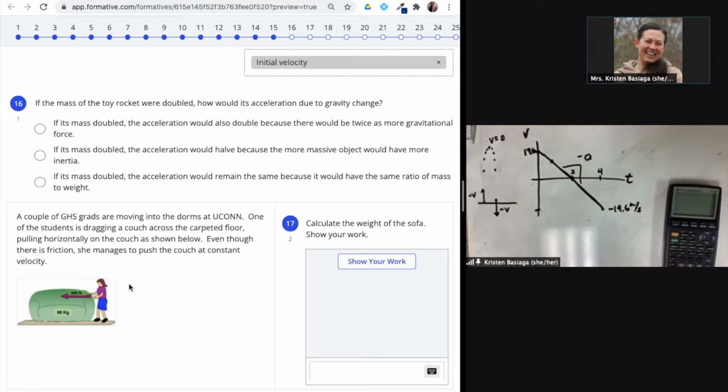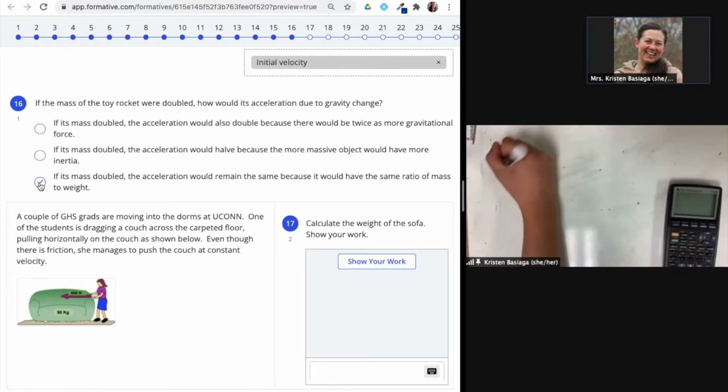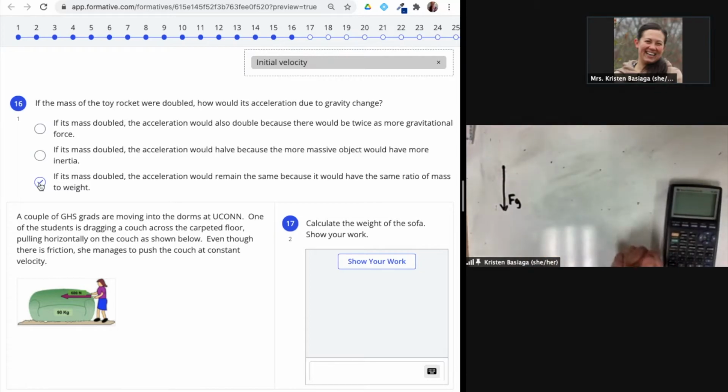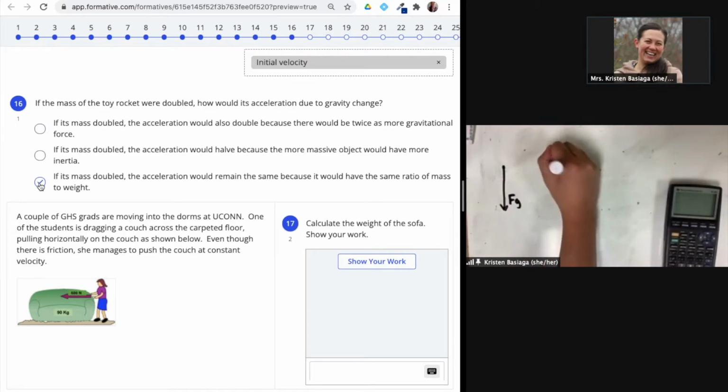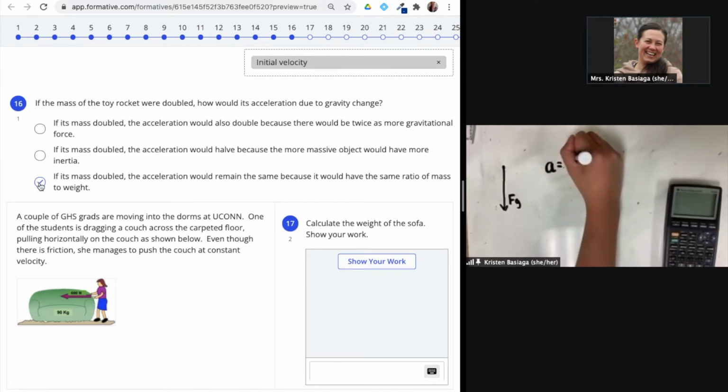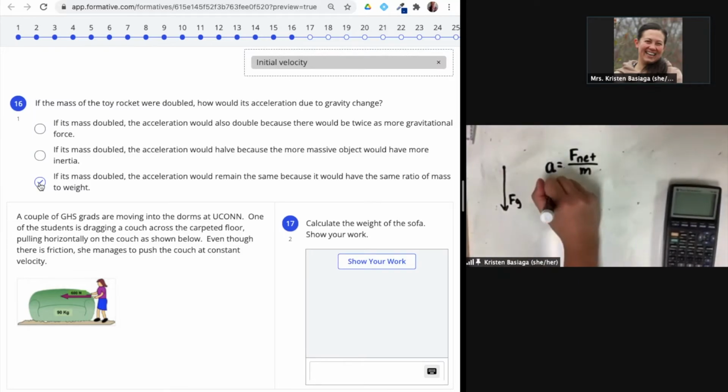If the mass of the toy rocket doubled, the acceleration due to gravity would still be 9.8. The reason it's still 9.8 is because, well, all objects fall at the same rate, no matter their mass. Thinking of this in terms of Newton's second law might help. The free body diagram for an object in free fall is just Fg. Newton's second law says that acceleration is caused by a net force acting on a mass. But the only force acting on here is gravity.